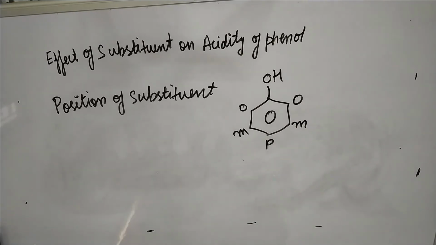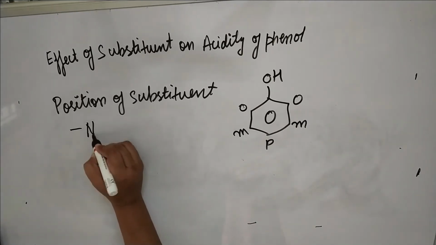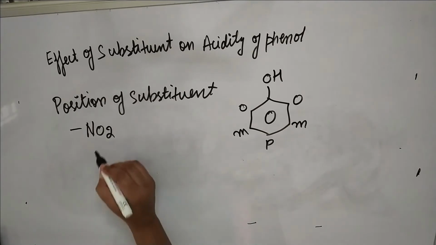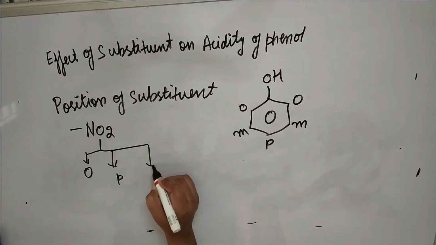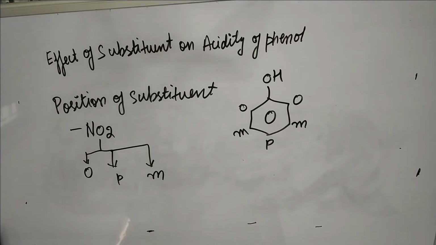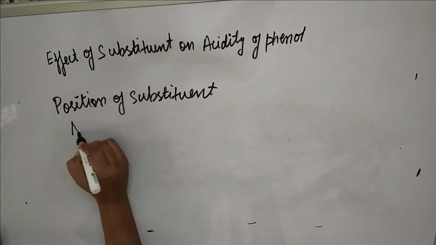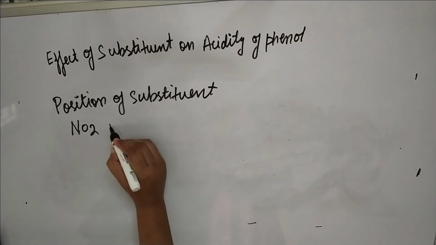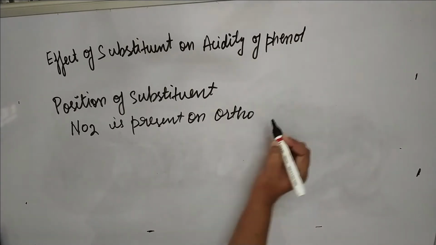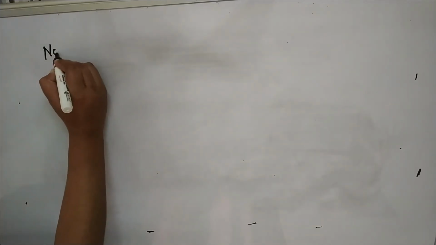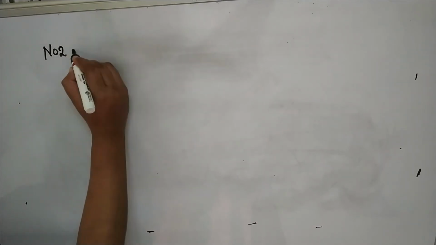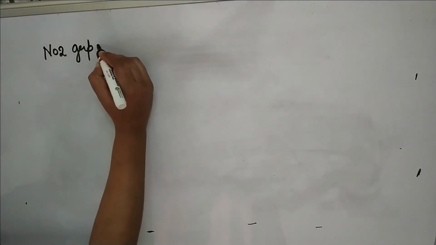So let's take an example of the nitro group. If the nitro group is present on the ortho position, para position and meta position, how will it affect the acidic character of phenol? Let's see, if the NO2 group, the nitro group, is present on the ortho or para position, how will it affect the acidic character? This is the first condition, where the NO2 group or nitro group is present at the ortho position.